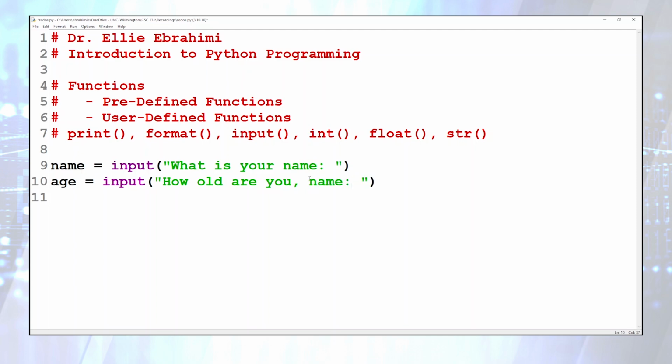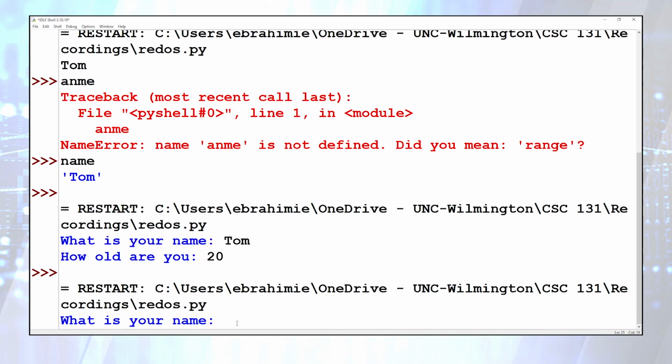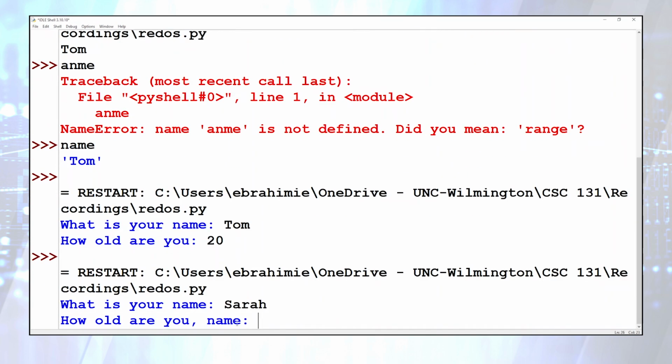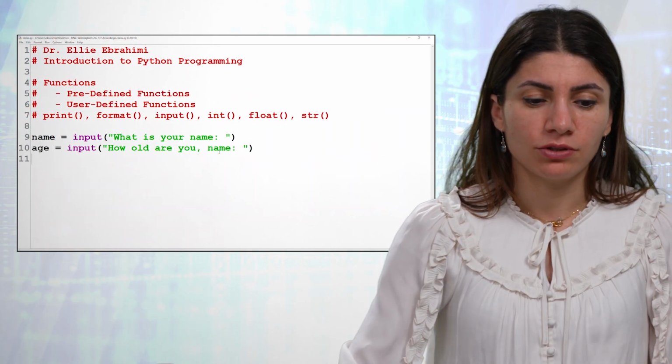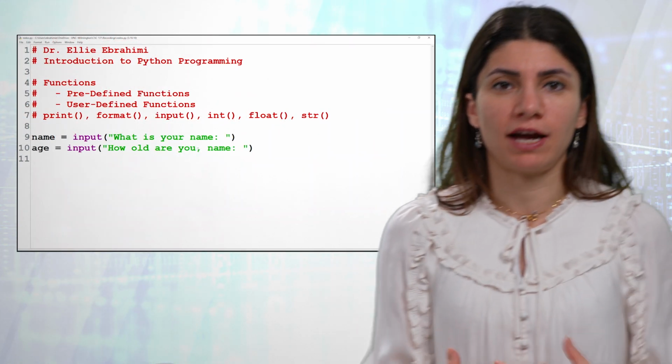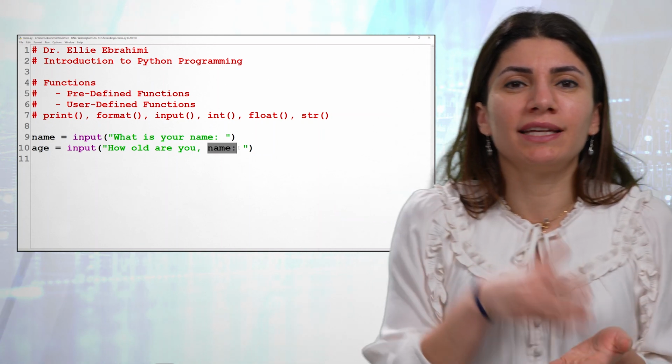First of all, if I just put name here inside the quotation, this is different from using the actual name. If I say Sarah, and then let me maximize it, you see it says "How old are you, name". That is because you are writing the string name, which is different from the variable name. The variable name holds that value, but this is just a string name, and Python uses it as it is.